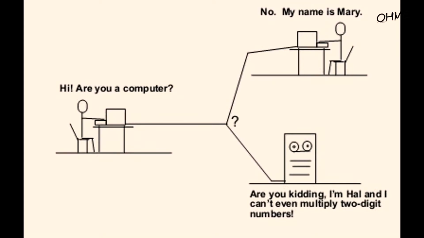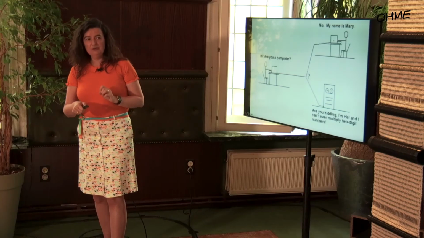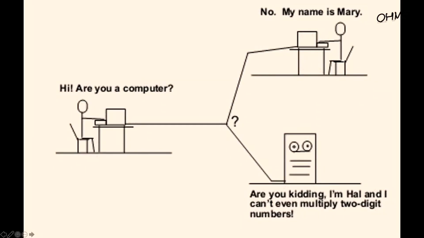So you have an operator on this side, and then in two rooms, so they cannot see each other. In one room, you have another human, and in another room, you have a machine. And this operator is talking to this other human and to this machine with typed questions. And this operator has to discover whether he's talking to the human or to the machine.